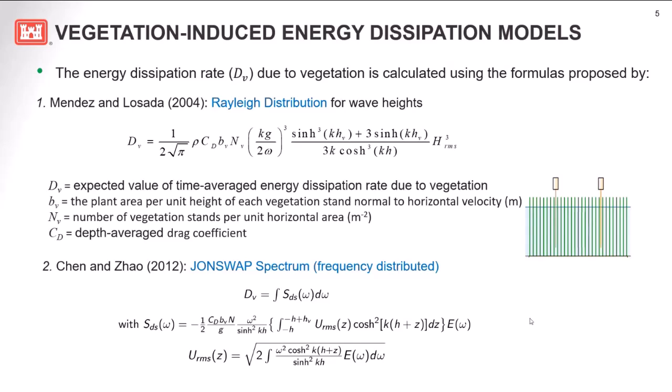Omega and K here are the representative wave frequency and wave number. So Mendez and Losada used the peak frequency and corresponding wave number as the representative values. It's valid for narrow-banded wave spectra. In the second model, Chen and Zhao 2012 used a more general theoretical model for dV. This model requires more information about the wave spectrum to perform the integration over wave frequency. And for the following validation, we've chosen to use the Mendez and Losada formulation with the more basic information of the wave properties.